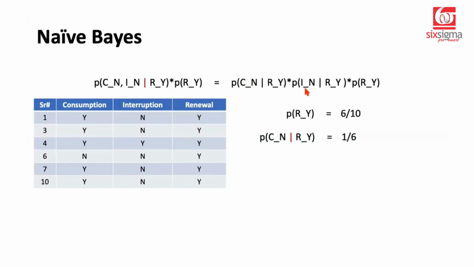And what about interruption being a no, given renewal was a yes? So interruption being a no, we have 5 occurrences out of 6. So we can say that's 5 by 6. Now, if we put all these values here, we've solved the numerator. Numerator comes out to 5083. We can do the calculation.